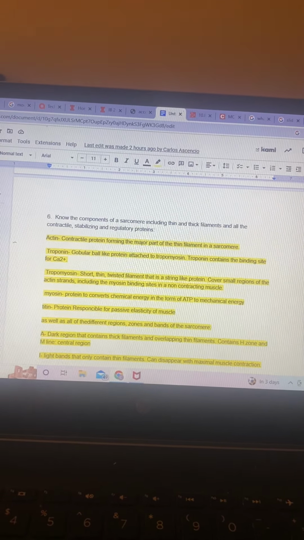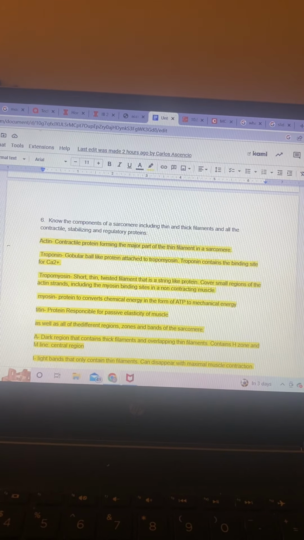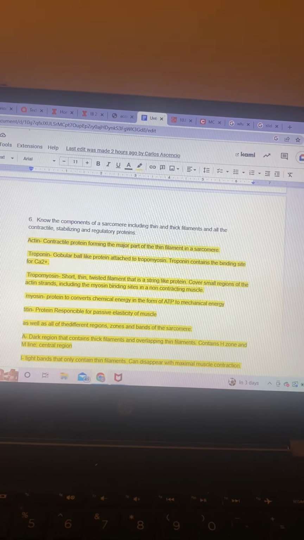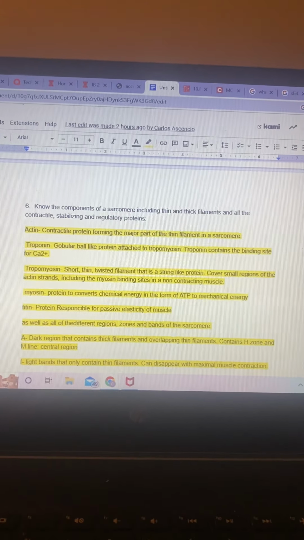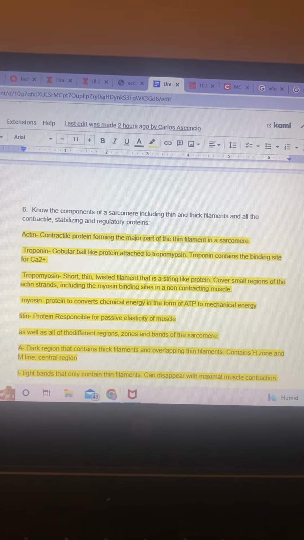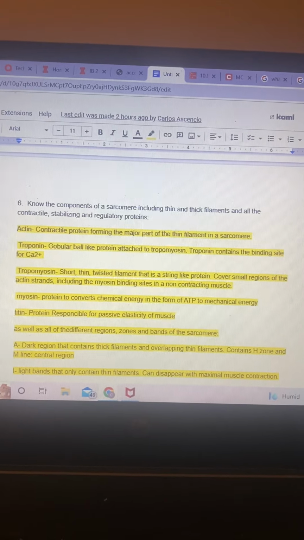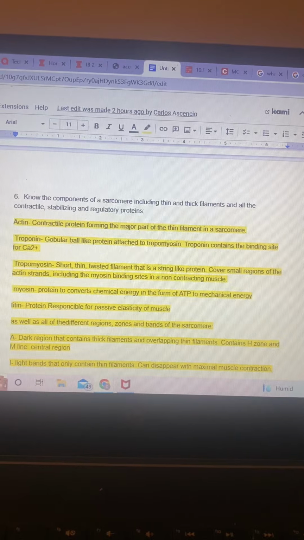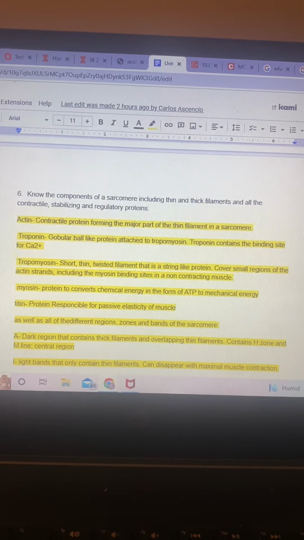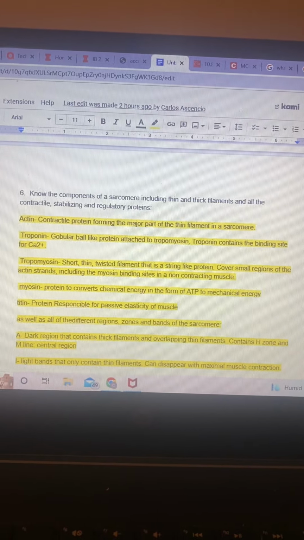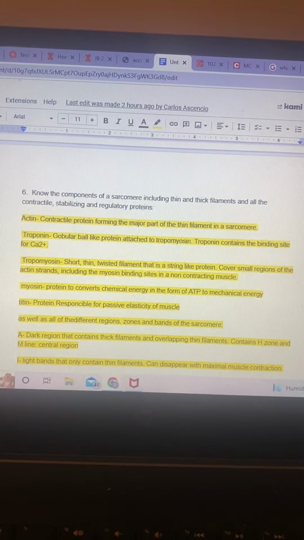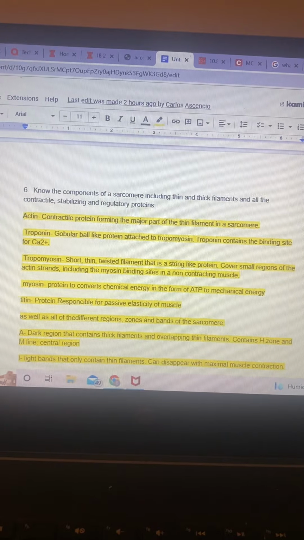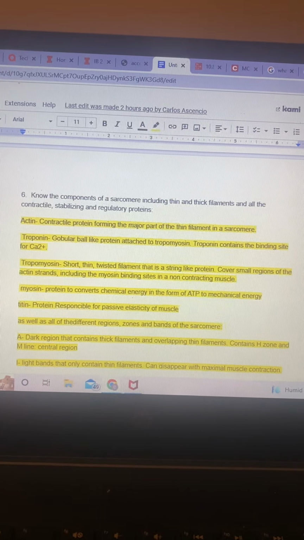So what is actin? It's a contractile protein forming the major part of the thin filament in a sarcomere. What is troponin? A globular, ball-like protein attached to tropomyosin. Troponin contains the binding site for Ca2+. What is tropomyosin? It's a short, thin, twisted, string-like protein that covers small regions of the actin strands, including the myosin binding sites in a non-contracting muscle. What is myosin? It's a protein that converts chemical energy in the form of ATP to mechanical energy.